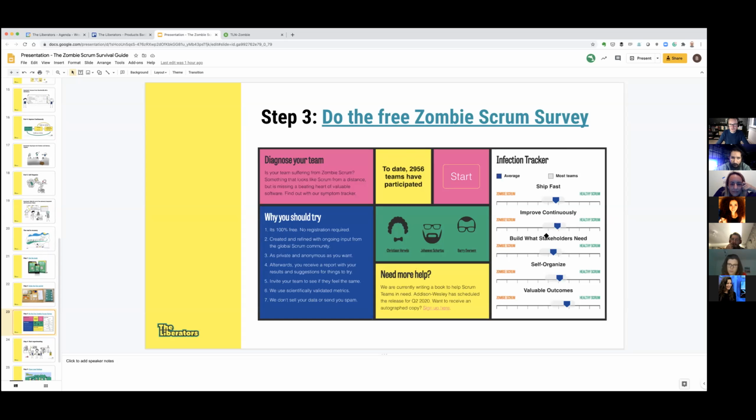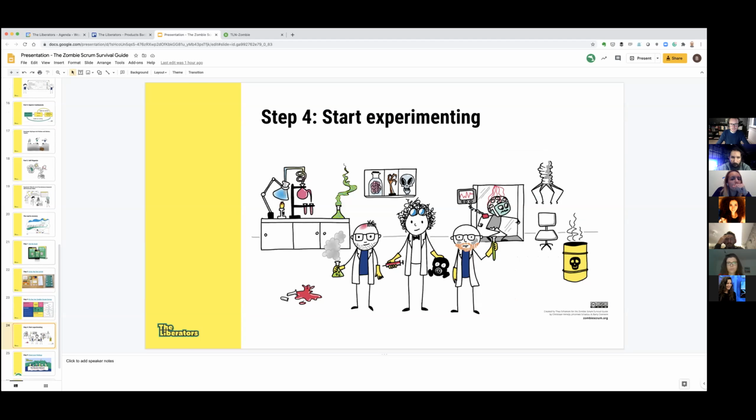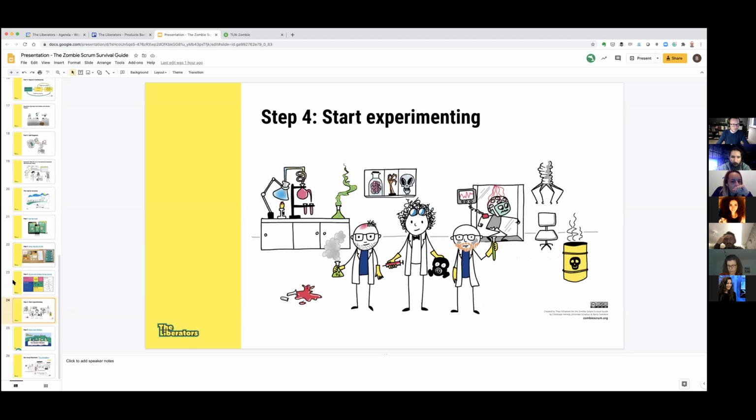So a very good step if you have a Scrum team or organization using Scrum, just do this survey. There's zero commercial things connected to the survey. So it's not that we benefit financially if you do this one. It's more to offer value to the Scrum community. Once you've done the survey, just start doing experiments. And the experiments are mentioned in the survey as well.